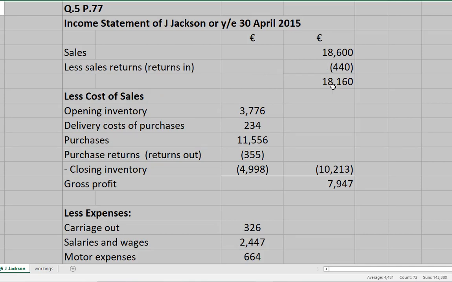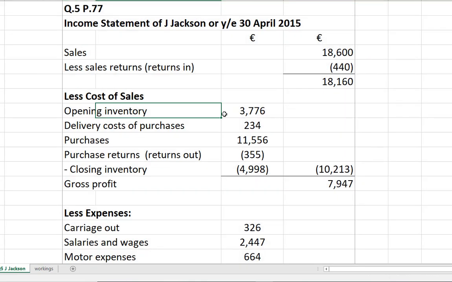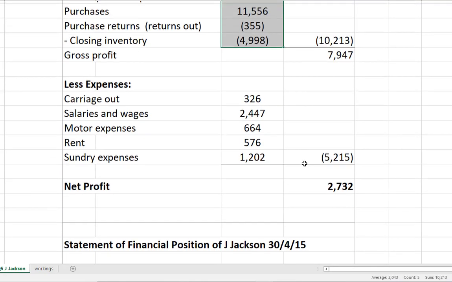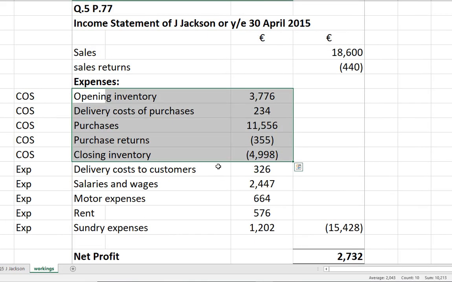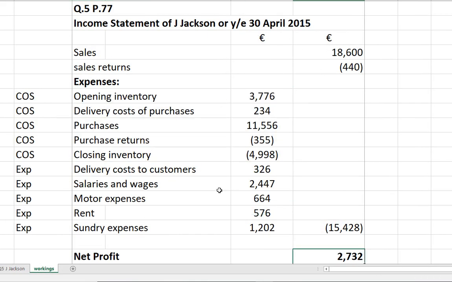So you start off with your sales less sales returns, and then the 5 cost of sales items, which are all the purchase expenses, are grouped together. We get a total, and that gets reduced from our sales. Our 5 expenses that are left are grouped together, they're totaled, but you still end up with the same profit of 2732, which we had over here. So this was a simplified profit and loss. I'm going to change that.